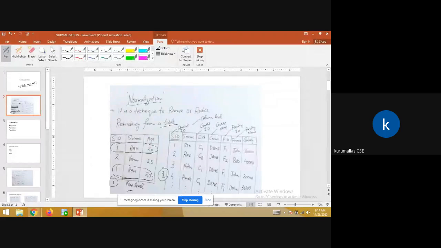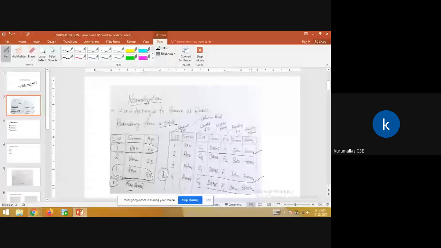Whereas in the second one, SID is a primary key because all these values are unique, and S name, Ram, Ravi, Nitin, Amit, are all distinct values. No problem for these two attributes. But observe here: C1, DBMS, F1, John, 3000 appears again. The course ID is C1, course name is DBMS, faculty ID is F1, faculty name is John, and salary is 30,000. These are the same values.